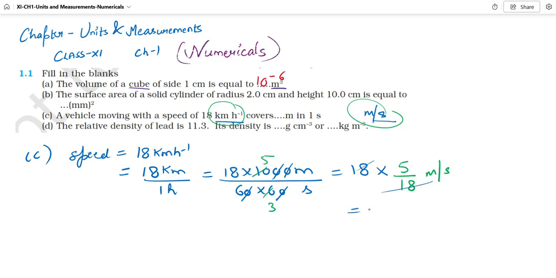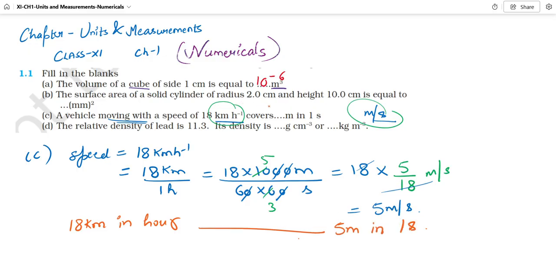This 18 and 18 will cancel out, giving 5 meter per second. So that means this body, if I talk about this body, it was initially covering how much? It was covering 18 kilometers in 1 hour. And when I convert it into meter per second, it is covering 5 meter in 1 second. So what's my answer? My answer is 5 meter. I hope it is clear to everyone.